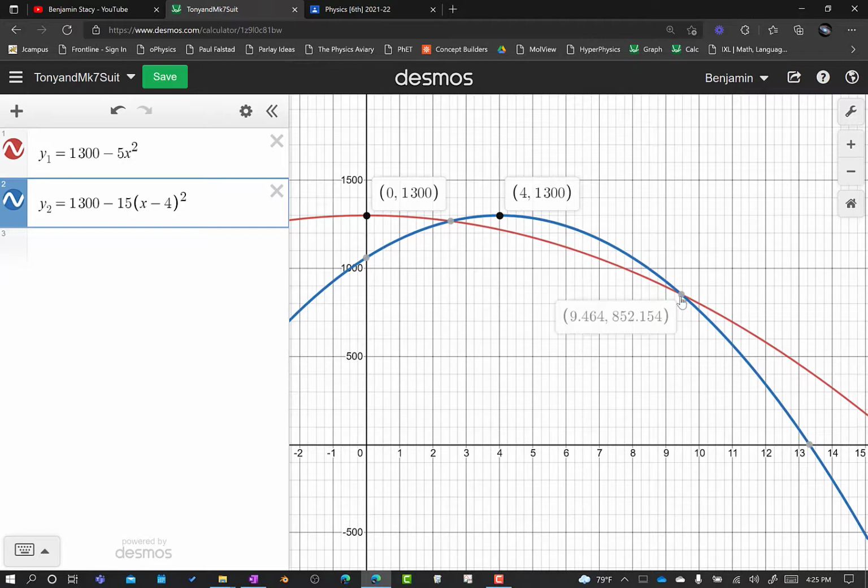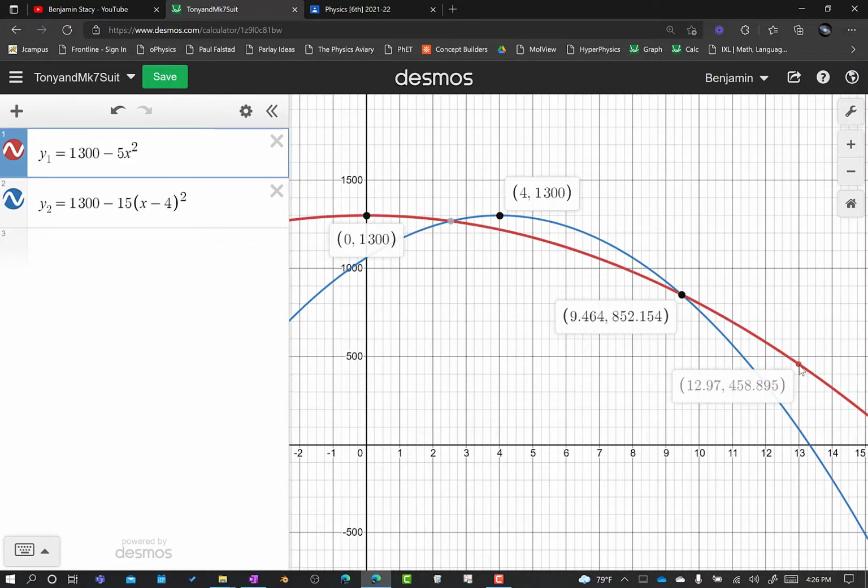So then it will intercept Tony here where they cross at 9.464 seconds, still 852 meters above the ground. And so that means you have another 3.5 seconds, which is what I said for it to attach. So it'll be at 13 seconds when it attaches. So they'll be at 457.5 meters above the ground. And so that'll be when he can turn around and go back up.